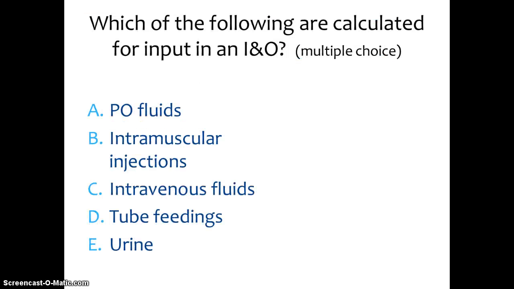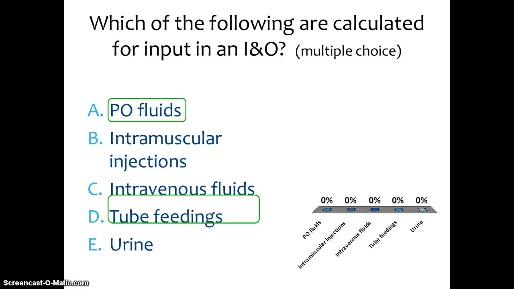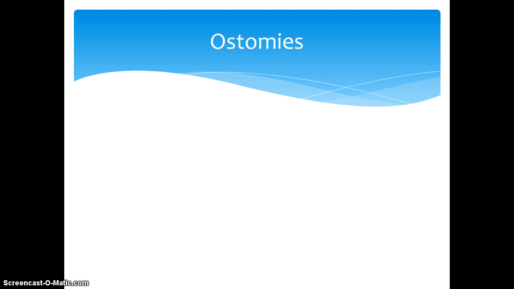Which of the following are calculated for an input on an I and O? This is multiple choice, so I'll let you read through this. PO, IM, intravenous, tube feedings, urine. All right, so PO, IV, tube feedings. The intramuscular injections are not calculated, period, and urine is certainly an output.